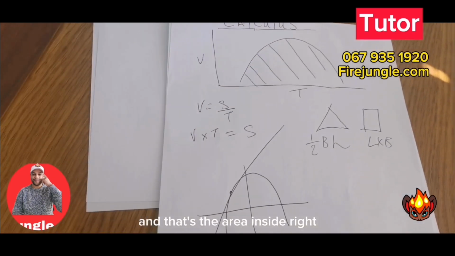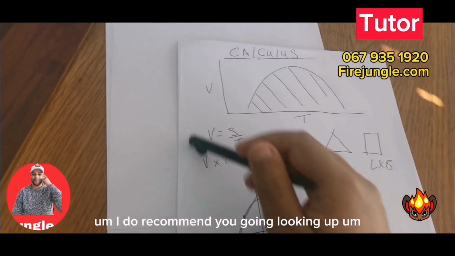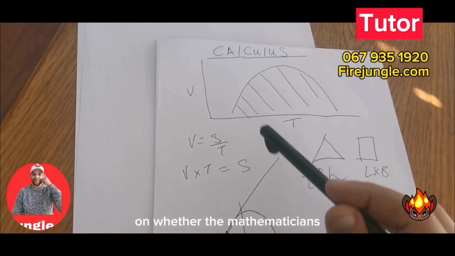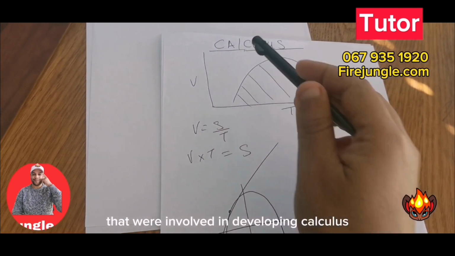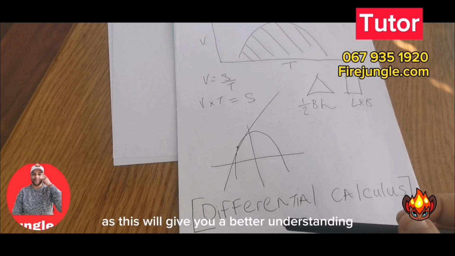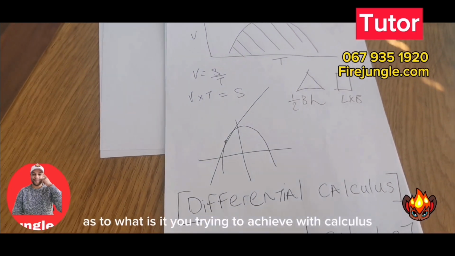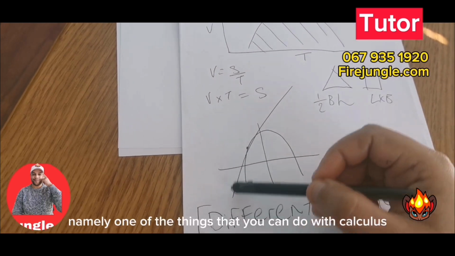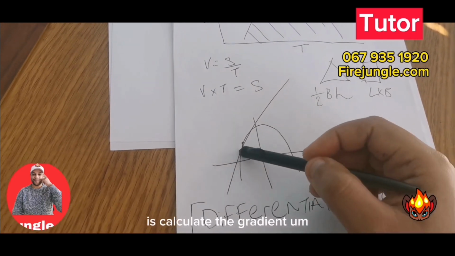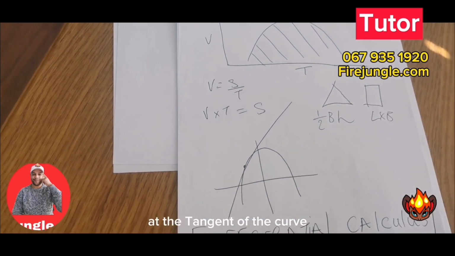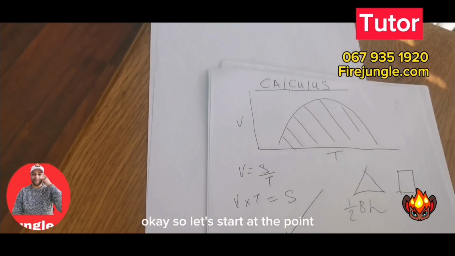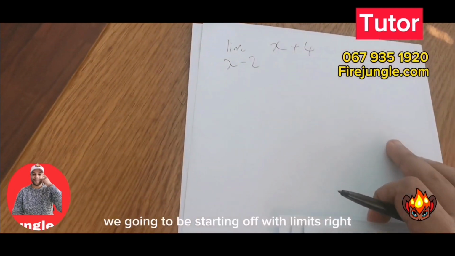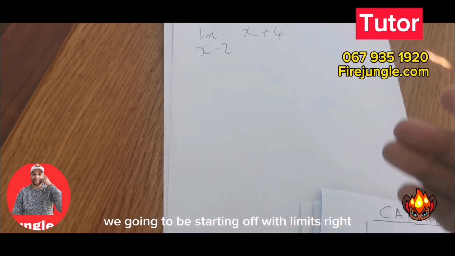and that's the area inside, right? I do recommend you looking up the mathematicians that were involved in developing calculus, as this will give you a better understanding as to what it is that you're trying to achieve with calculus. Namely, one of the things that you can do with calculus is calculate the gradient at the tangent of the curve. Okay, so let's start at the point. Like I said, we're going to be starting off with limits, right?